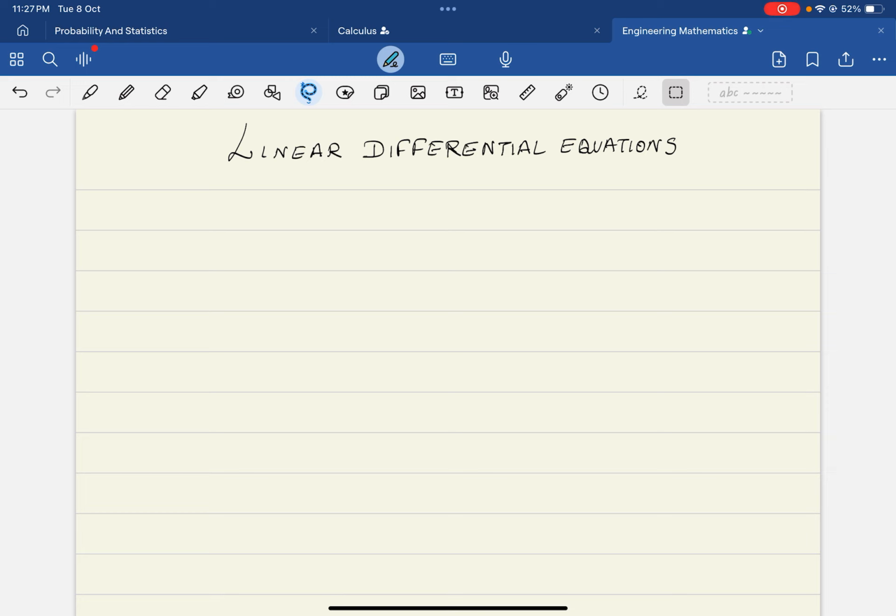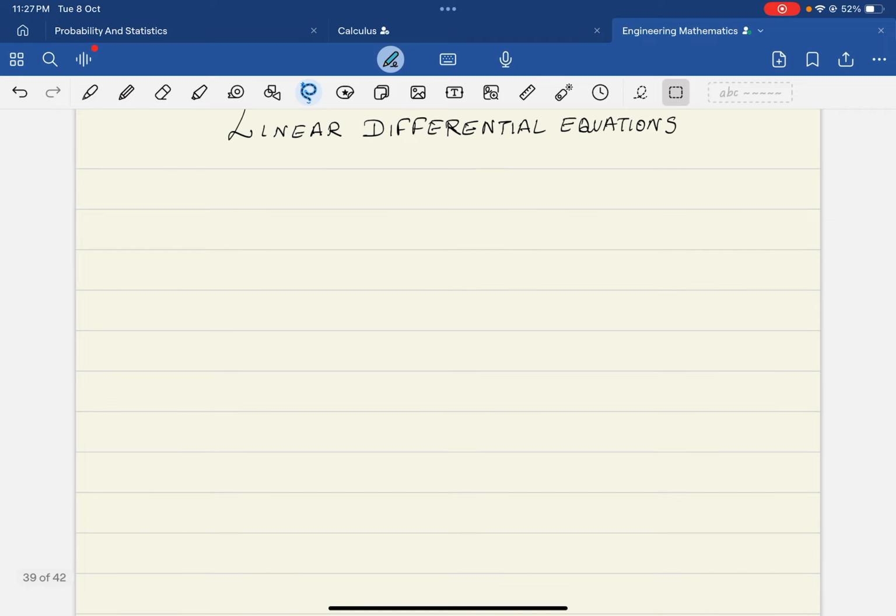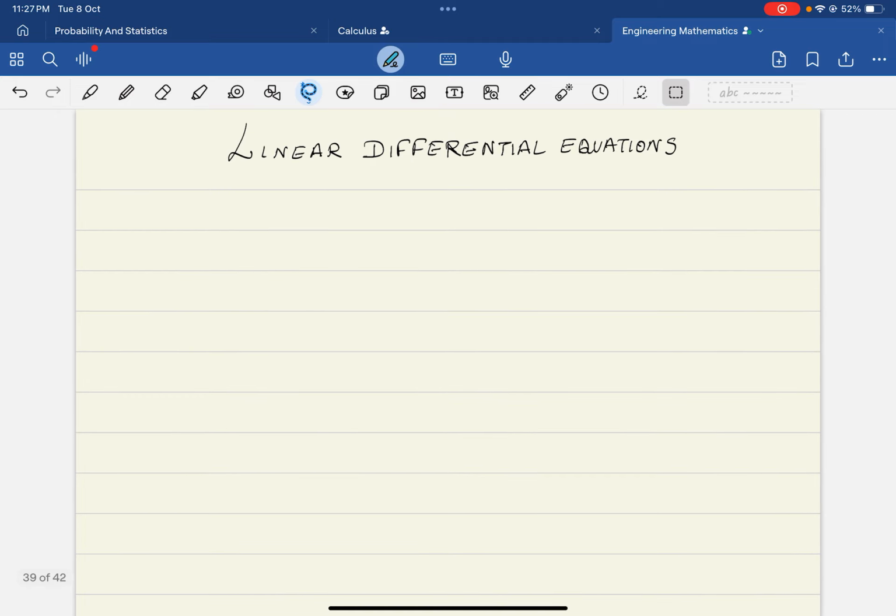In last class, we have done the non-homogeneous differential equations, how to solve it. In today's lecture, I am going to discuss the linear differential equations. So, what is the standard form of the linear differential equations? First, we write it, and then we proceed to solve the problems.